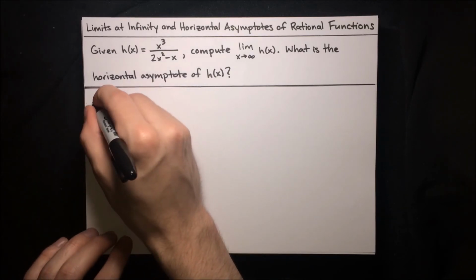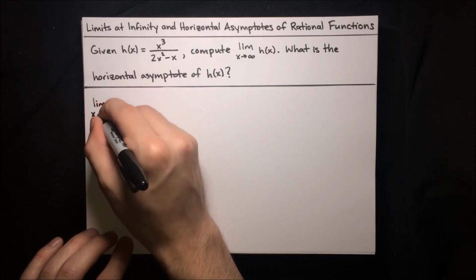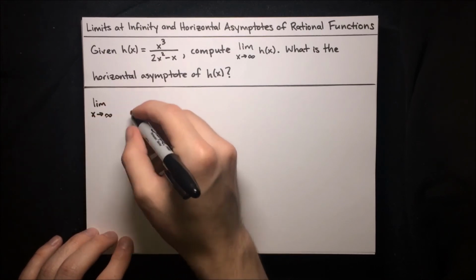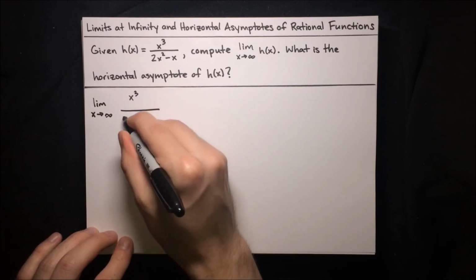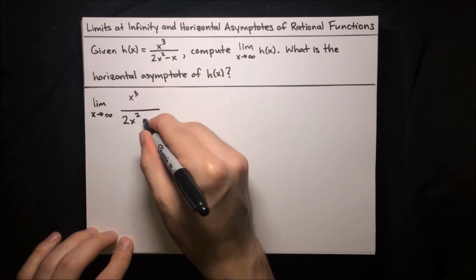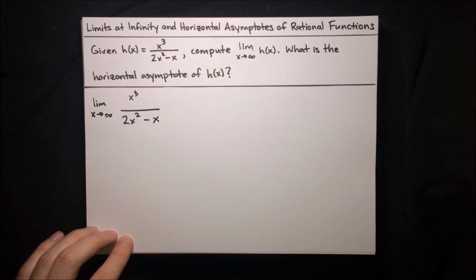So we want to compute the limit as x approaches infinity of this fraction x cubed divided by 2x squared minus x. Now, in this fraction, in both the numerator and the denominator, we have terms that are tending towards infinity as x approaches infinity. So it's not clear what the limit is off the bat, and we have to apply the same procedure as we've done for all the previous problems.